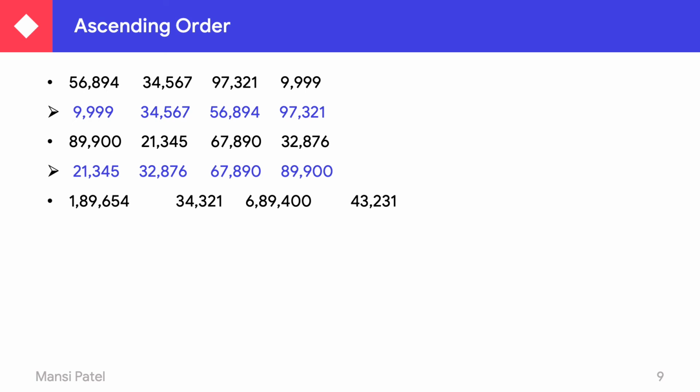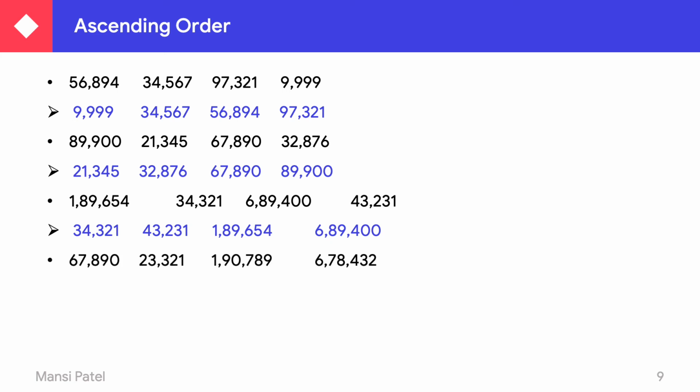So what do we have to write down first? The number which has fewer digits, that we have to write down first. So here we can say 34,321 is the smallest. After that 43,231. Then after that 1,89,654 and then after that 6,89,400 is the ascending order.